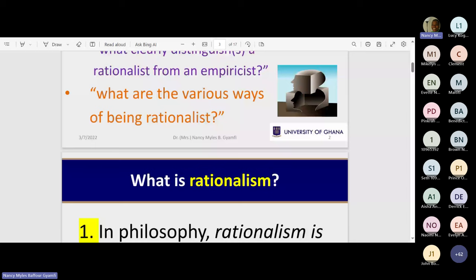The people are hungry. The people are overstressed. The people need a little breathing space. Be rational about it. That is another use of the word, okay?